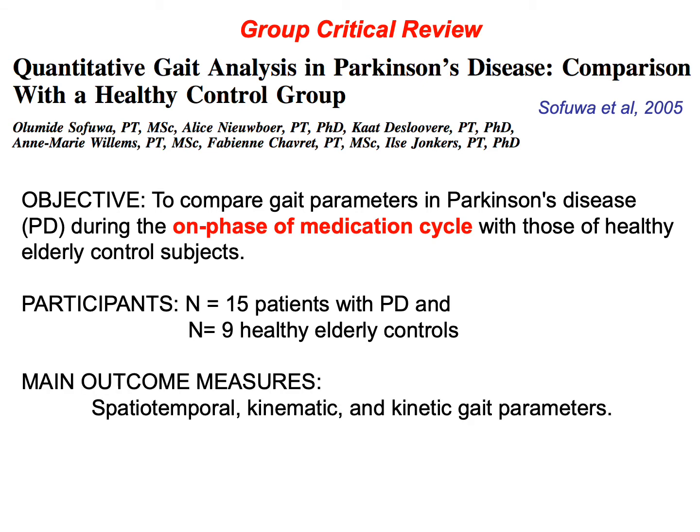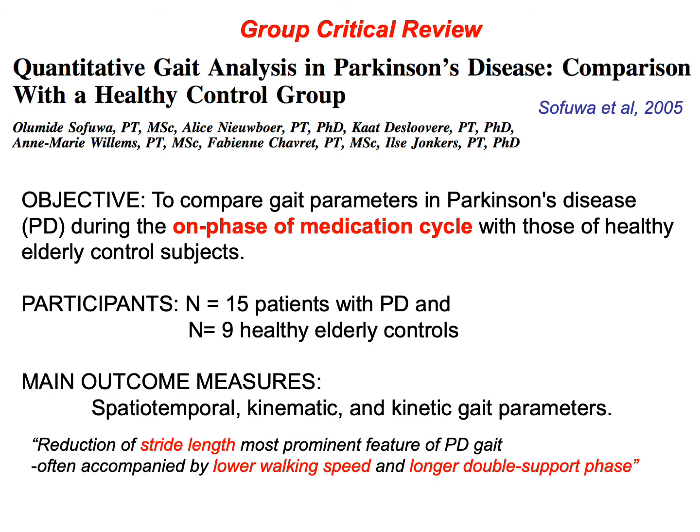Okay, the main outcome measures, they looked at spatial temporal components of gait, kinematics, as well as kinetic gait parameters. And one of the things that they were really curious to look at was the underlying cause or mechanism behind the reduction of stride length, because they felt that this is one of the most prominent features of Parkinsonian gait. So often individuals with Parkinson's disease walk with a lower walking speed, have a longer double support phase, and reduced stride length. So really they were curious about this component and what was causing that. So that's why they went to a power analysis.